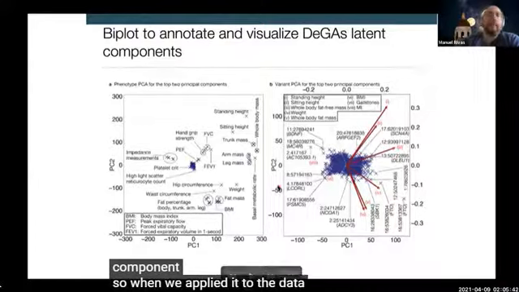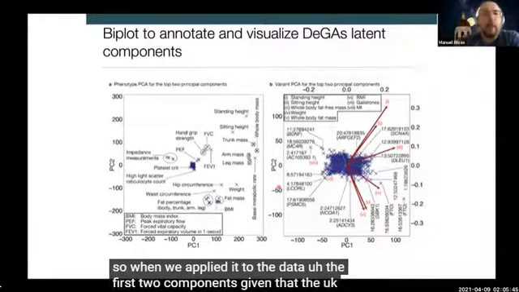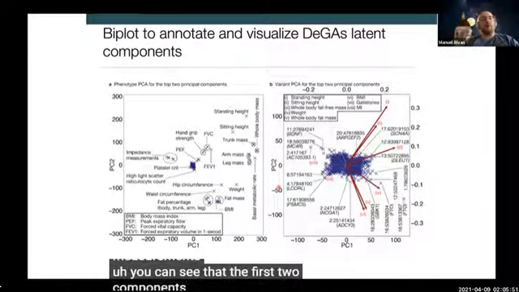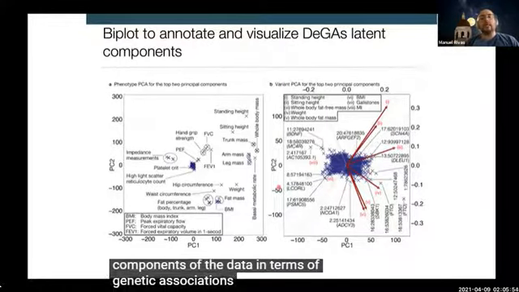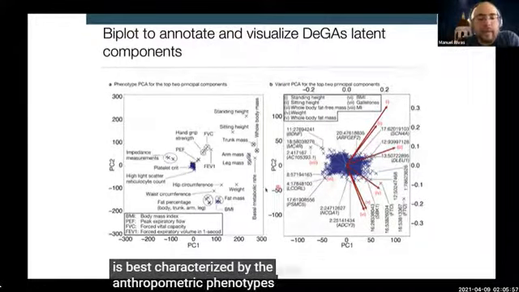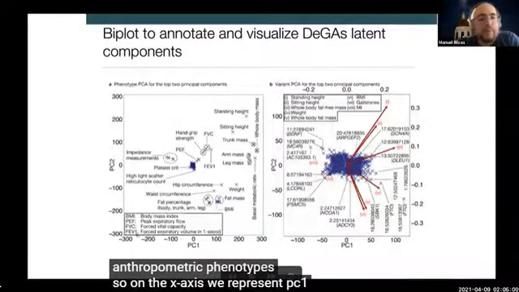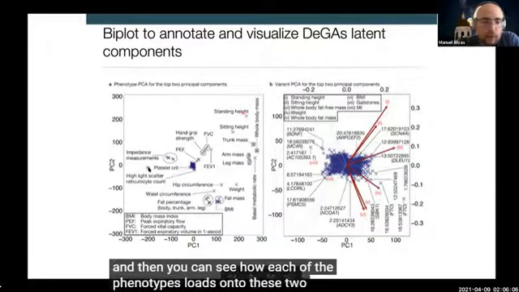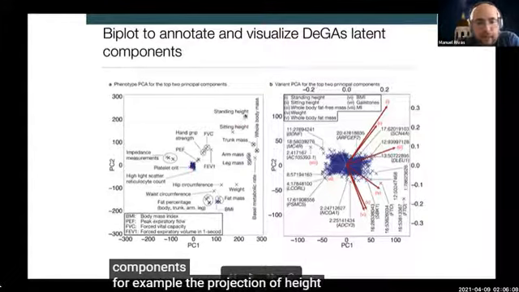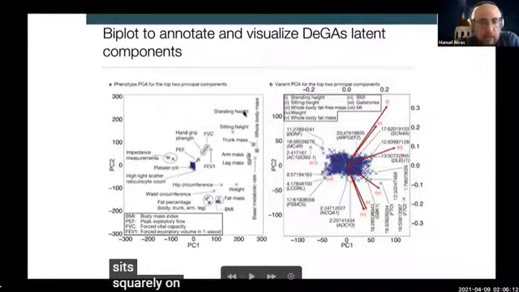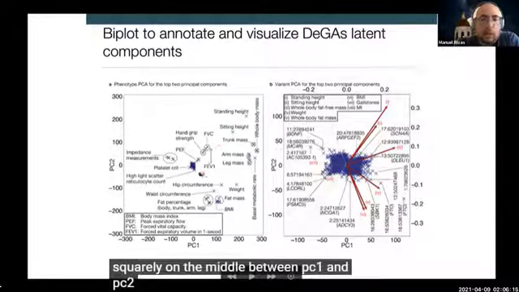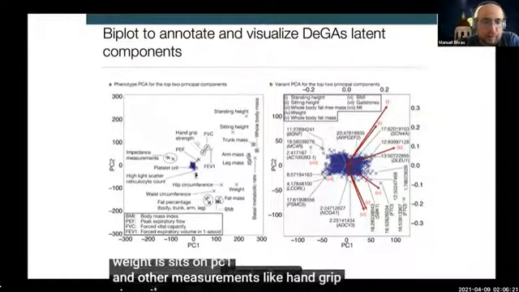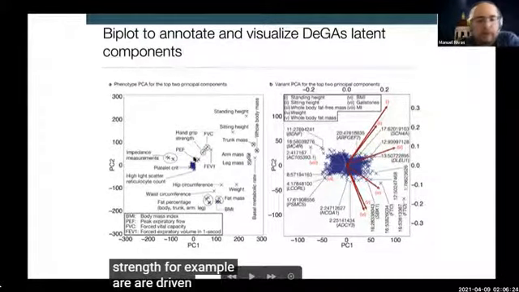When we applied it to the data, given that the UK Biobank is extremely rich in anthropometric measurements, you can see that the first two components of the data in terms of genetic associations are best characterized by the anthropometric phenotypes. On the x-axis we represent PC1, and the y-axis is PC2. You can see how each of the phenotypes loads onto these two components. For example, the projection of height sits squarely in the middle between PC1 and PC2. Weight sits on PC1, and other measurements like hand grip strength are driven by a mixture of the two.